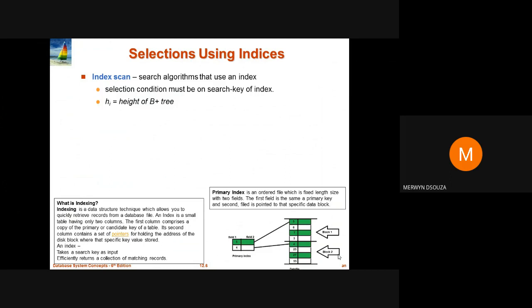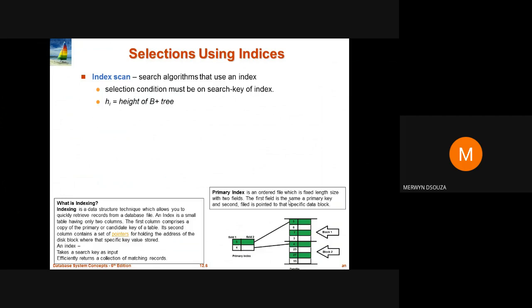So what is indexing? Just to give you a brief idea in case you don't know, indexing is a data structure which allows you to retrieve records from a database file in a very quick fashion. The index is basically a small table having mostly two columns. The first column is a primary or the candidate key of the table, and the second column is a set of pointers which points to the address of the disk block where the specific key value is stored. So an index takes a search key as an input and returns a collection of matching records.